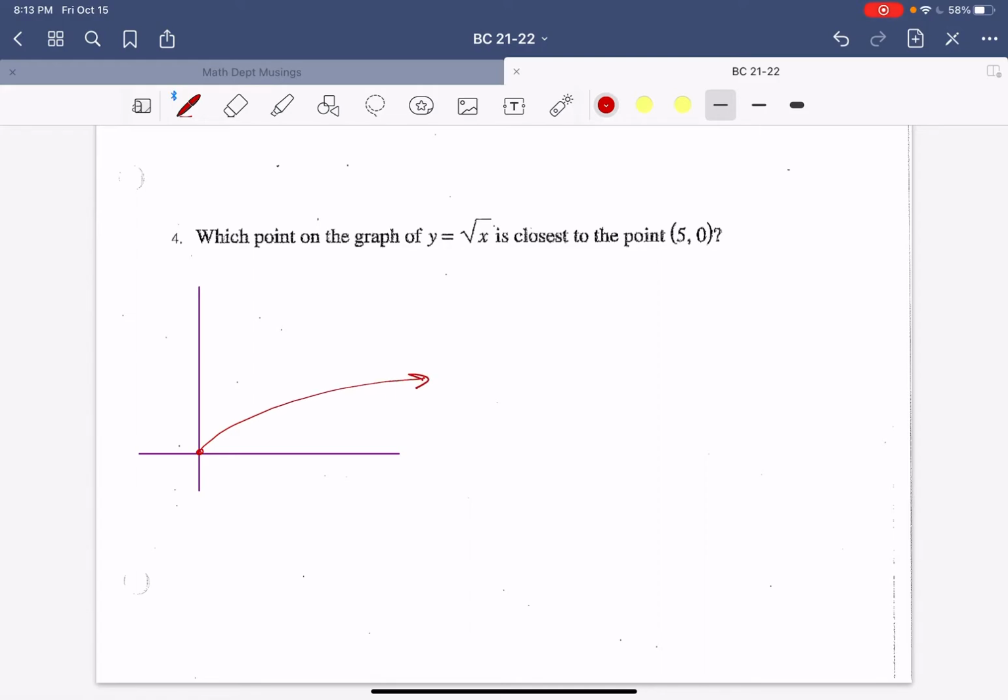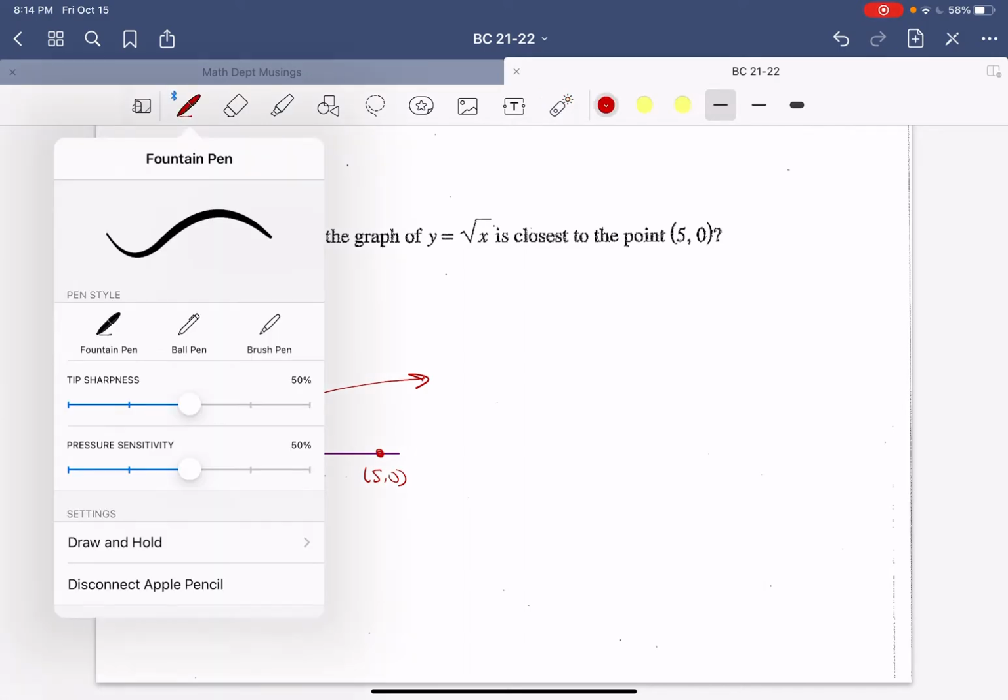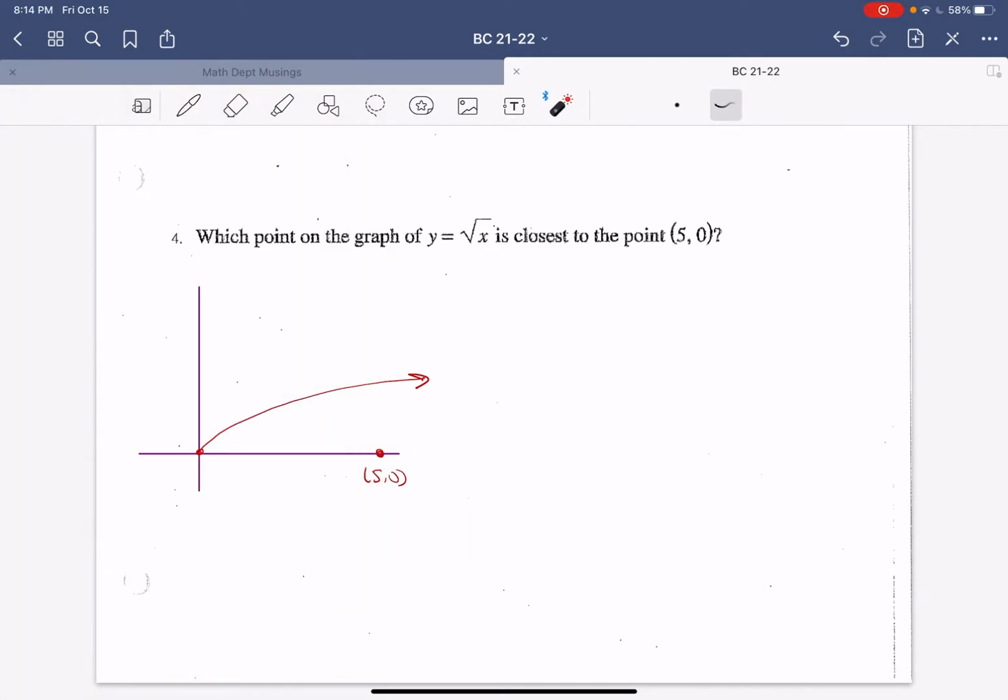Okay. And it's saying which point on the graph of y equals root x is closest to the point (5, 0). And there's (5, 0). So which point on this graph is closest to the point (5, 0)? My question for you is, what are we optimizing? Optimizing means finding the minimum or the maximum of something. What are we trying to minimize?